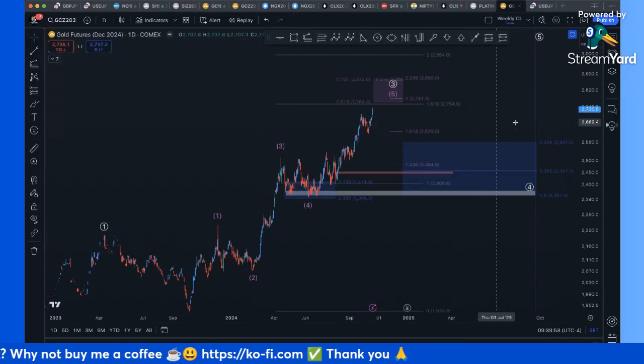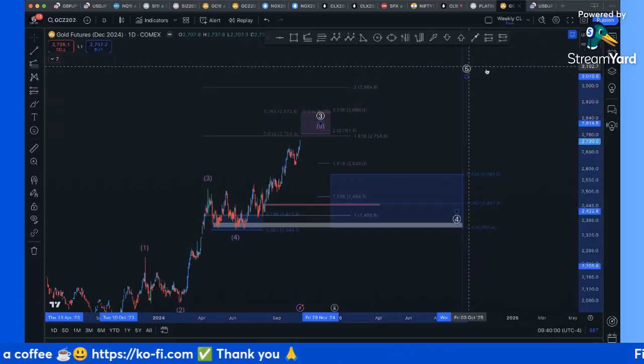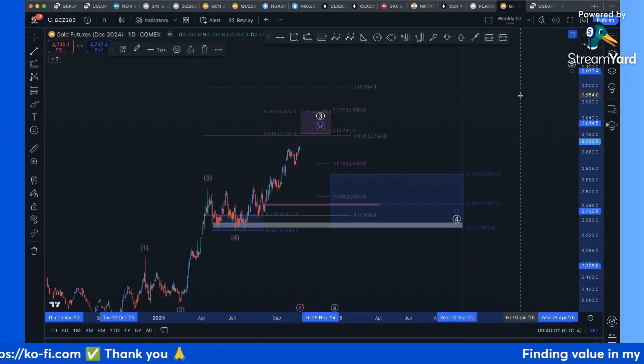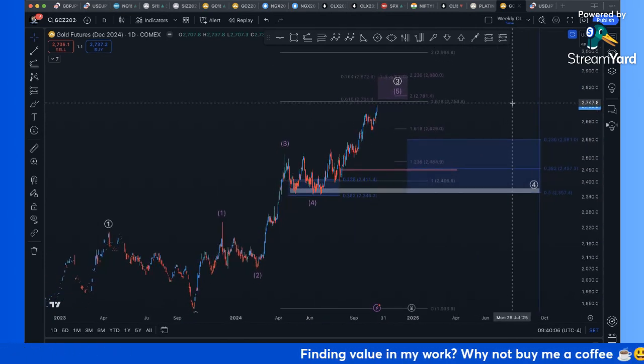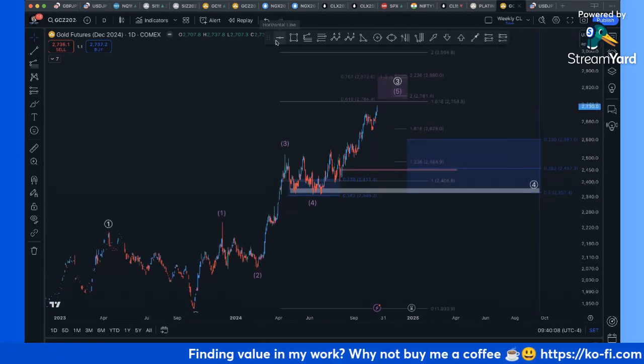We'll get to that later. But it's going to burn, I think, a lot more time off the clock once this does top. I mean, trees don't grow to the sky. Price never moves in a straight line. So that's the deal on gold.